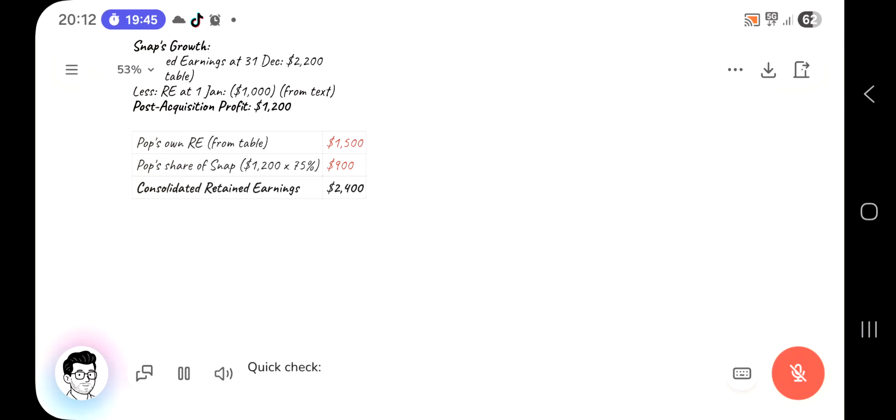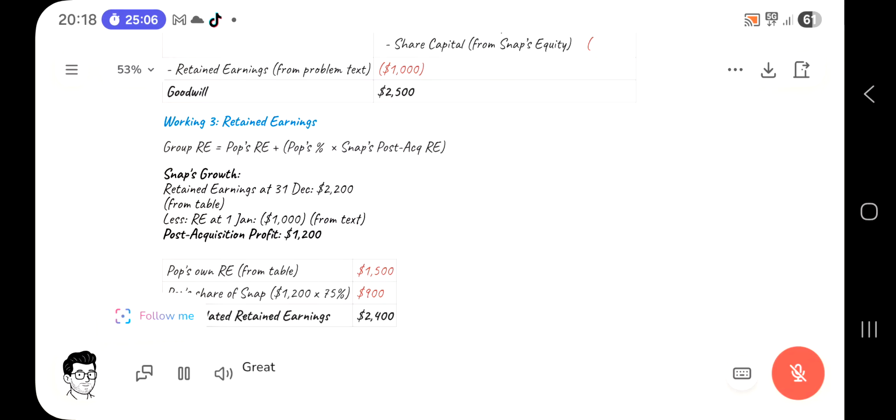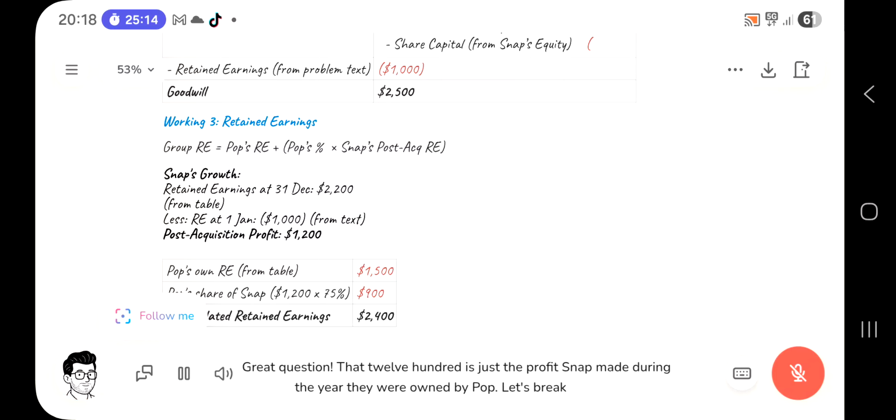Quick check. Why didn't we just add the full 2,200 from Snap's column to Pop's 1,500? Great question. That 1,200 is just the profit Snap made during the year they were owned by Pop. Let's break it down.